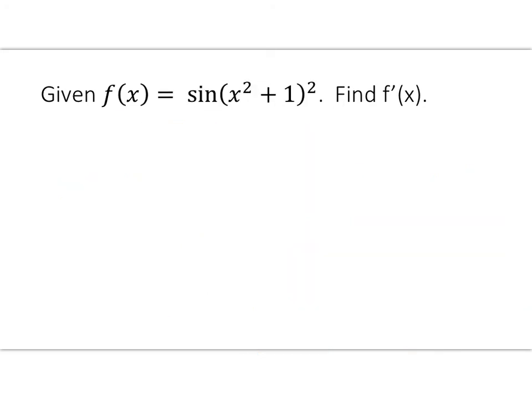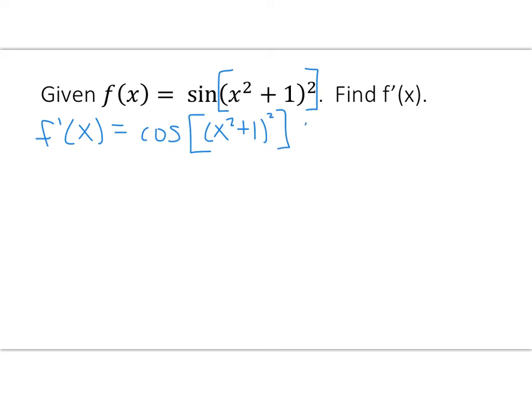All right, so now we have f of x equals sine of x squared plus 1, squared. Notice the angle is x squared plus 1 squared. So this is a combination with the chain rule. So to find my derivative, I know the derivative of sine is just equal to cosine. So it's cosine of whatever that angle is, which was x squared plus 1 squared.